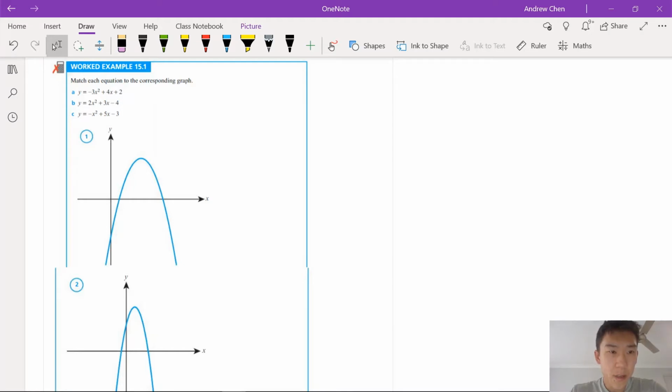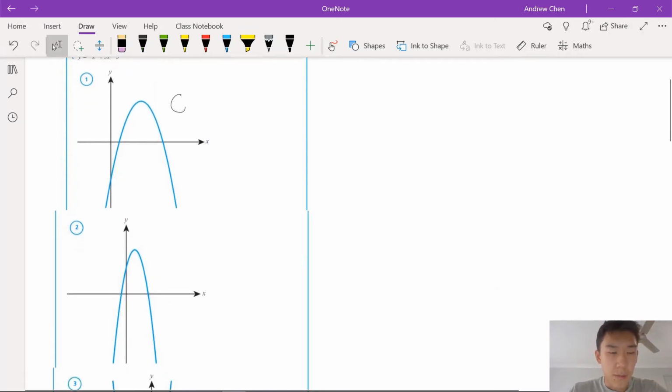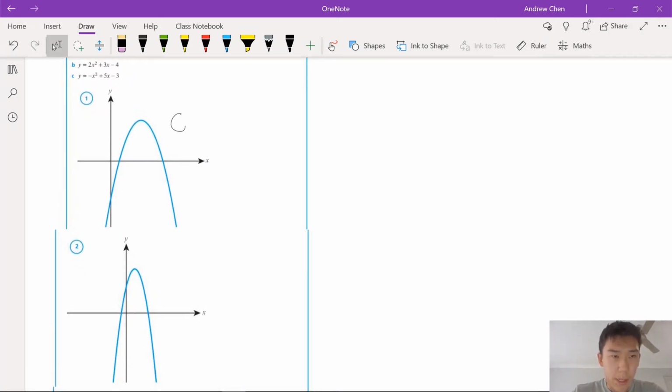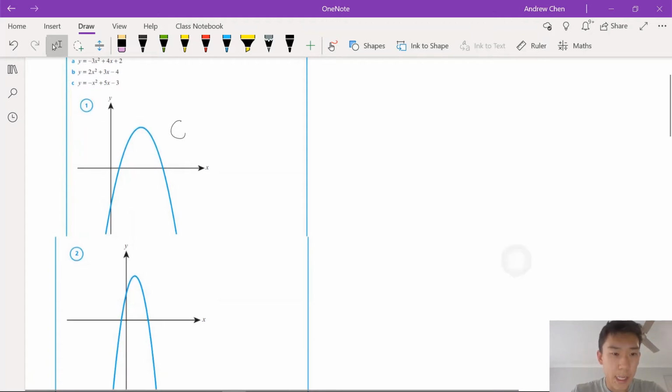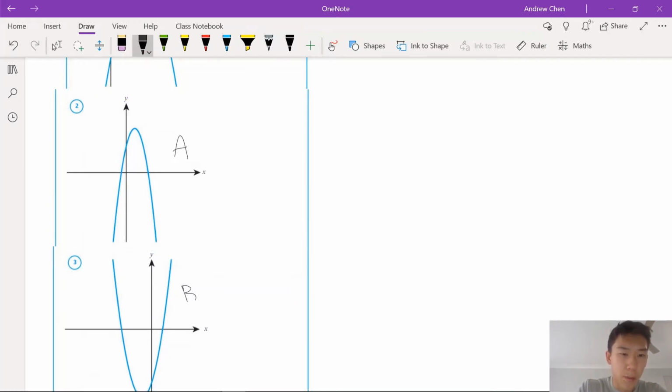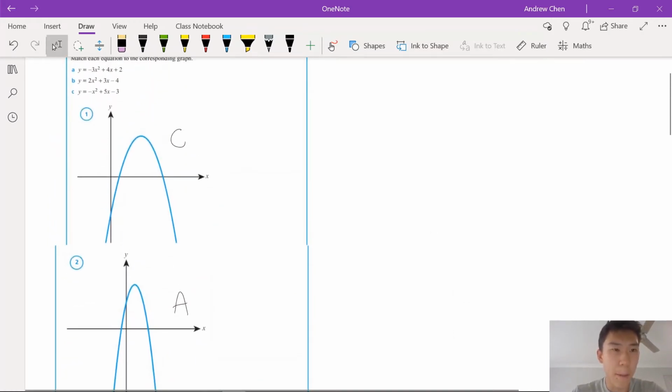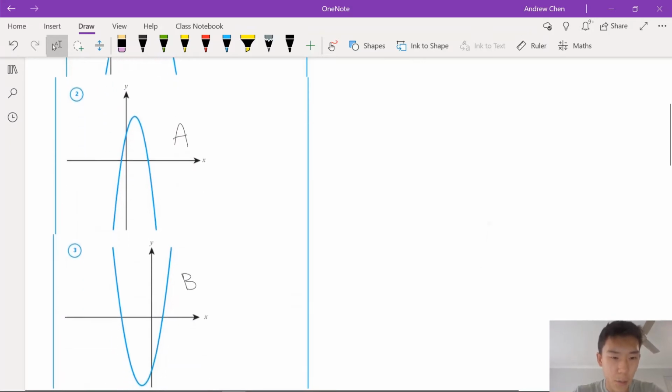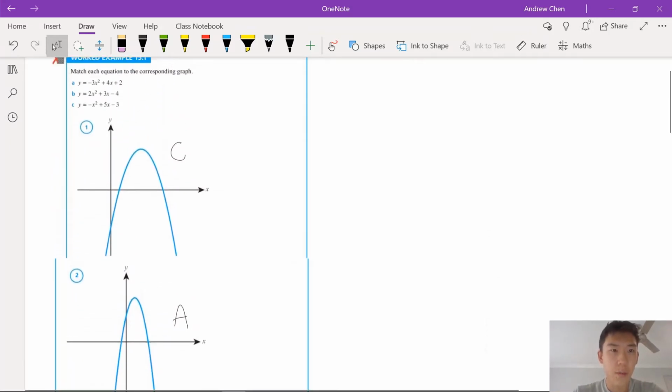So graph 1, the a value should be negative, all right, because it's a sad face. And the y-intercept, we see that the y-intercept is less than 0, so it must be c. Now number 2, again, a should be negative and c should be positive, so this must be a, and that just leaves us with b for this one. Let's confirm. So a is positive, yep, and c should be negative, which it is. All right, so a nice easy one to start us off with.